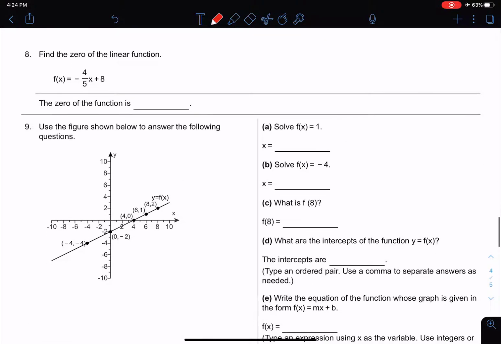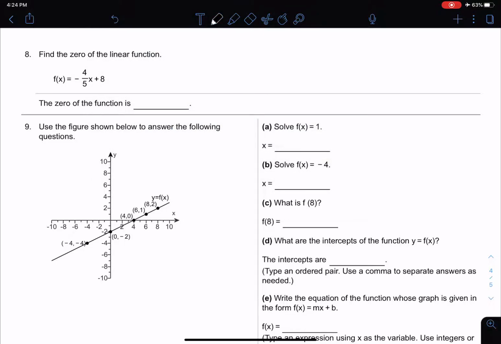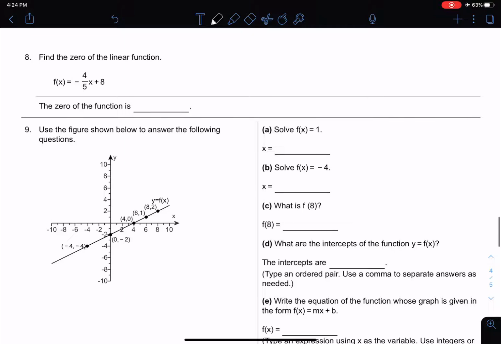And the next one says, find the zeros of the linear function. So if you remember, finding a zero, let me take some notes here.